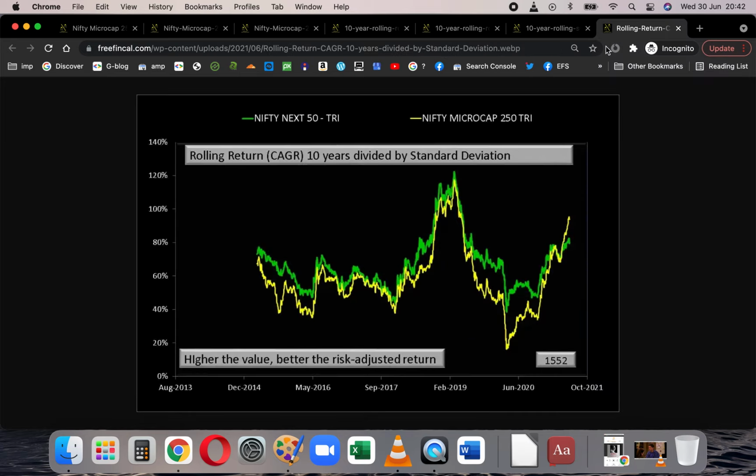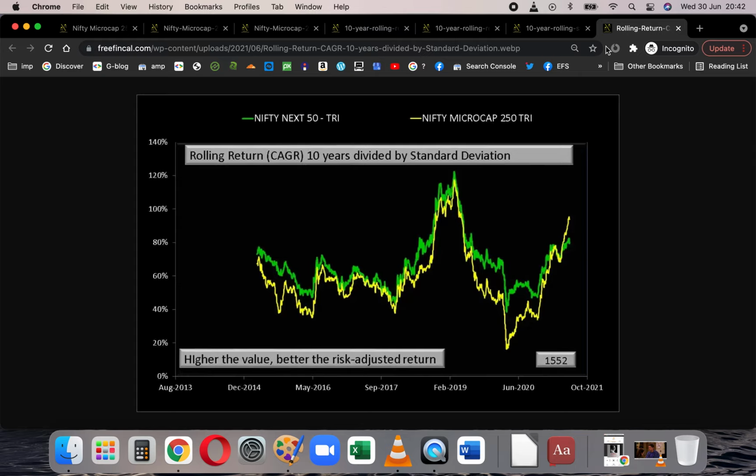Now, this is a comparison of return divided by risk. So what I've done is I've taken the 10-year return and divided it by the 10-year standard deviation. So it is return divided by risk, or return per unit risk. So in this you can see that Nifty Next 50 has always been higher than Nifty Microcap, which is yellow.